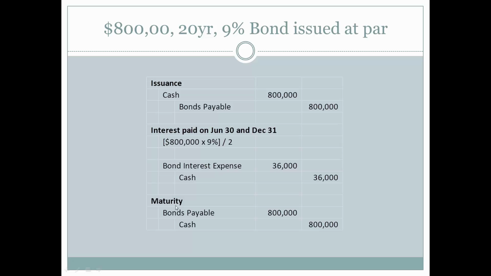At maturity in 20 years, the company will pay back the contractual par value of the bond, which is $800,000, and this journal entry represents payout at maturity. So the bonds payable would be debited, it would no longer exist, and cash would be paid out in the amount of $800,000.